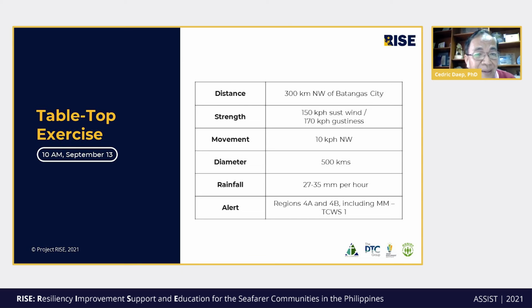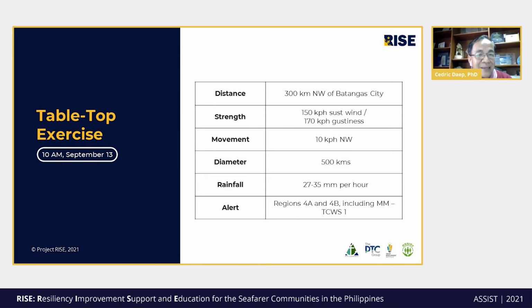According to Pag-asa, the typhoon has already passed far from Mindoro and is now moving towards the West Philippine Sea. It is now located 30 kilometers northwest of Batangas City. Northwest, hindi na southeast, northwest na, lumampas na siya of Batangas City. And bumaba yung kanyang lakas. It is now carrying a strength of 150 kilometers per hour sustained wind and up to 170 kilometers gustiness.